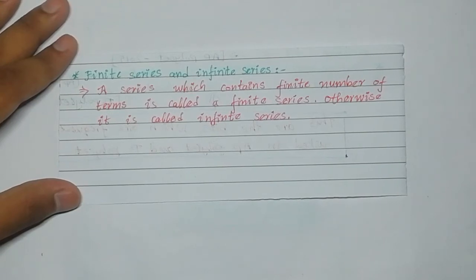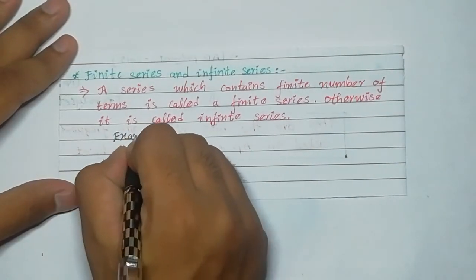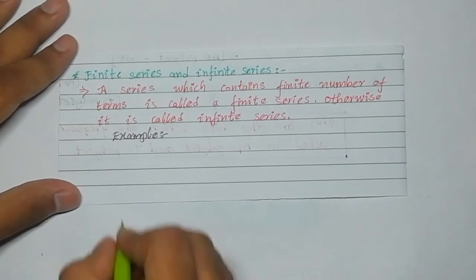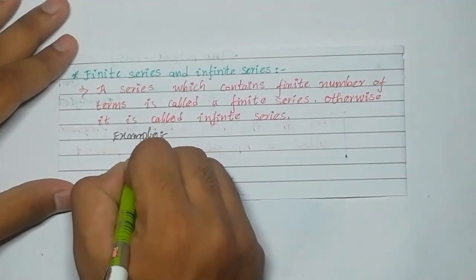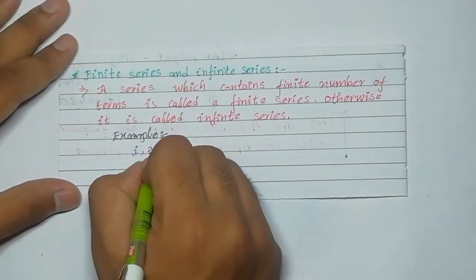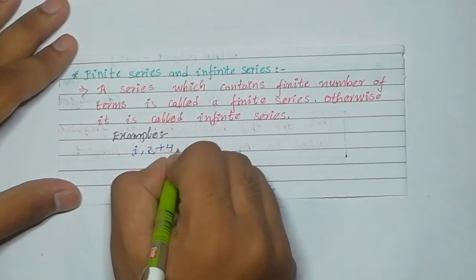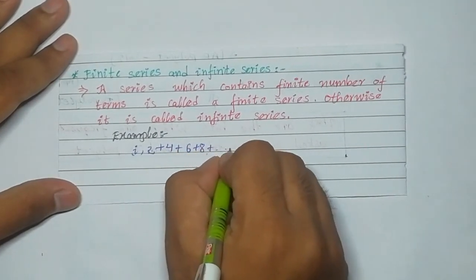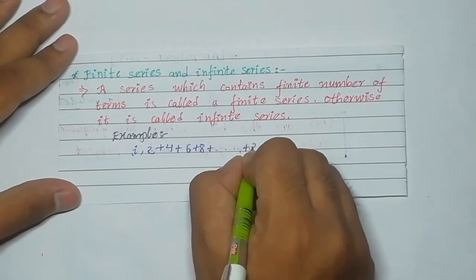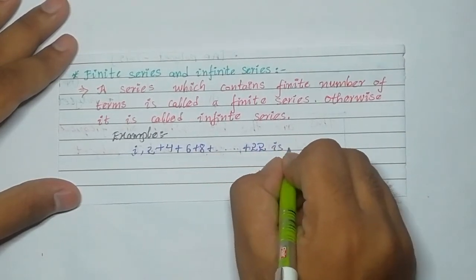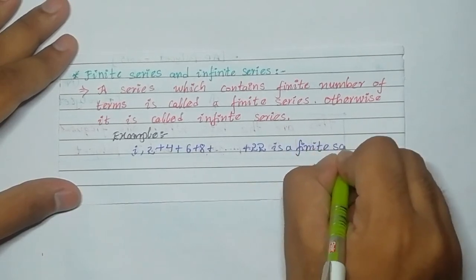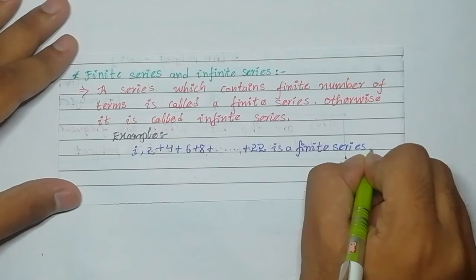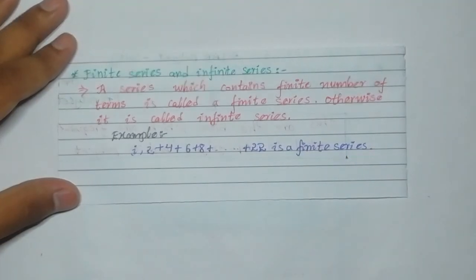Let us take two examples. Example 1 is finite series, and second one is infinite series. Example 1, here 2 plus 4 plus 6 plus 8 plus so on plus 22 is a finite series. That means here we can find there are 22 terms. So it is a finite series.